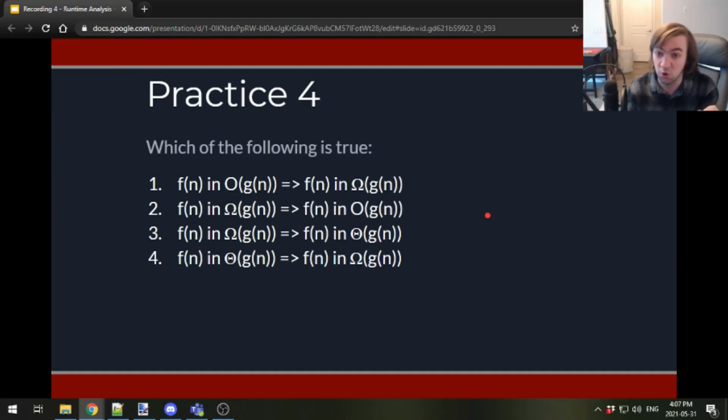Another question, which of the following is true? F of n is in big O of g implies f of n is in big omega of g. F is in big omega of g implies f is in big O of g. F is in big omega of g implies f is in big theta of g. F is in big theta of g implies f is in big omega of g.